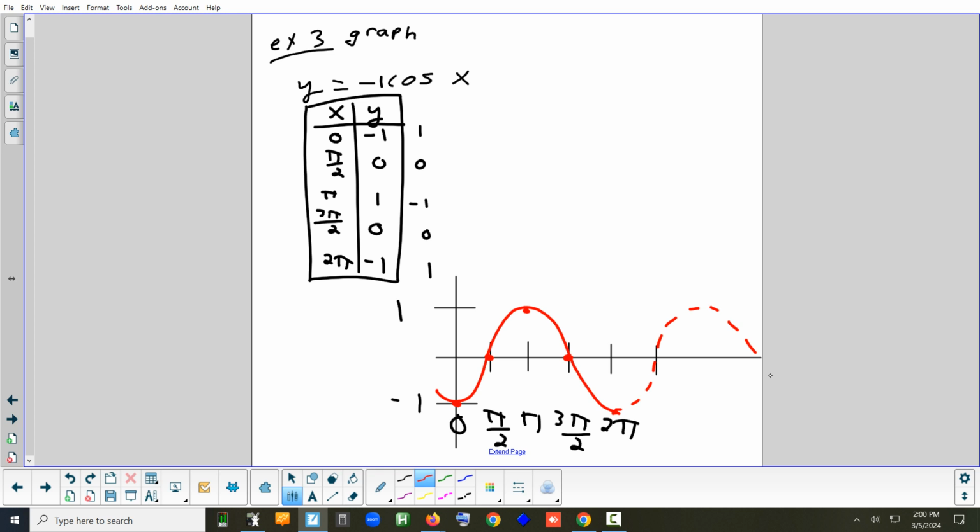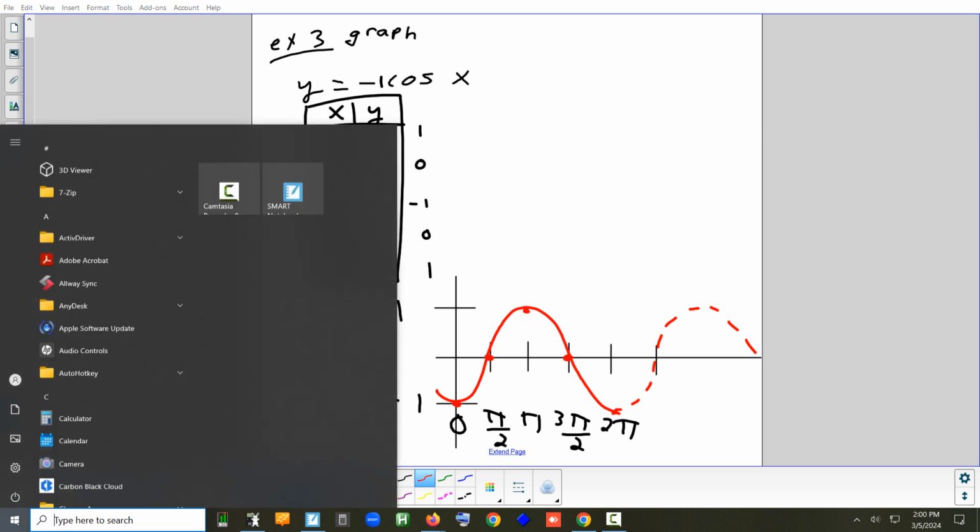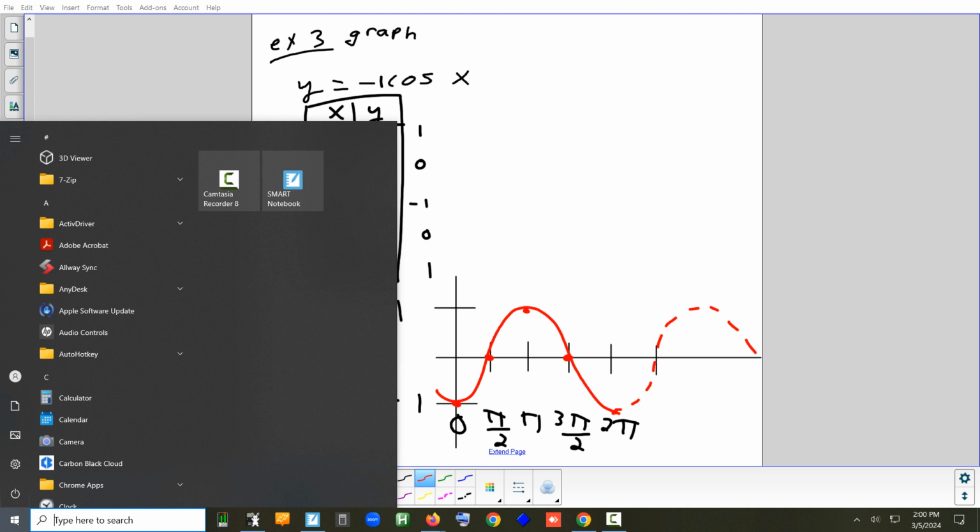Okay. So that pretty much covers the vertical stretching and compressing type of transformation. Now I can show it to you what it looks like on the oscilloscope if you want to see it. The wave gets bigger and smaller. Let's take a look.